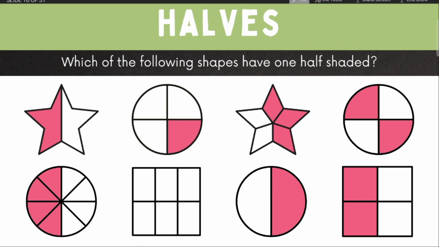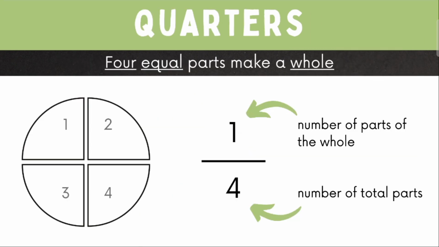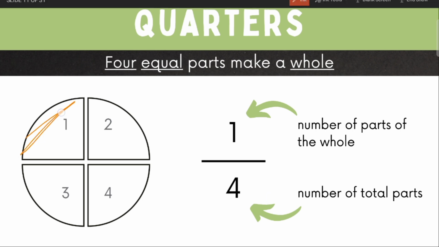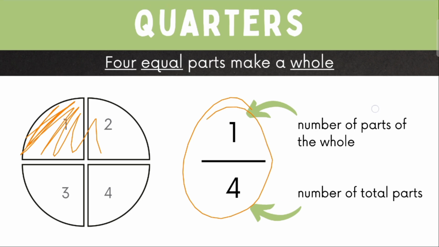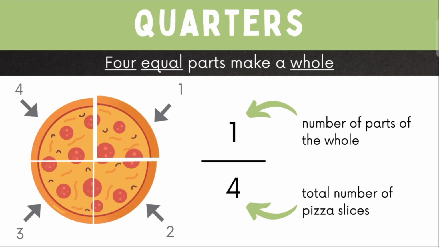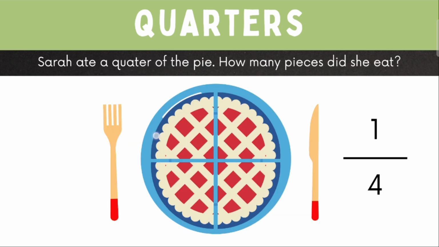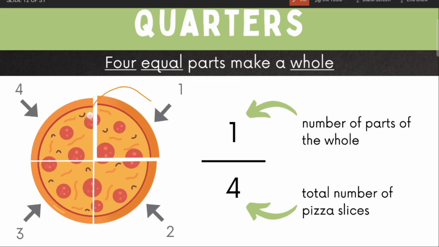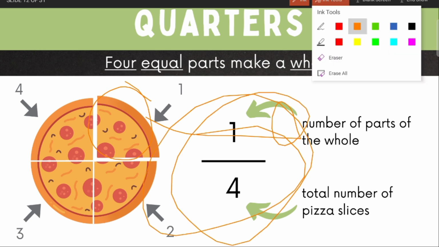Now let's move on to the next part. Quarters. Quarters means 4. As you can see, here is 1, 2, 3 and 4 and we have only selected this much. So it is going to be 1 by 4. Easy. Quarters, it is very easy. Here is the example of pizza. So you have now selected this one. Yes. You selected this one, you got 1 by 4. Alright, we have understood this.